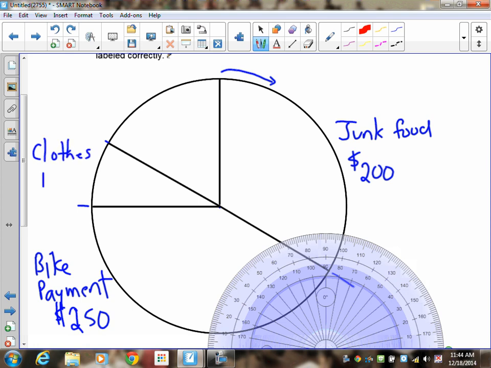Clothes. Not 150. These clothes were $50. Alright, so there's your first 3 sectors.